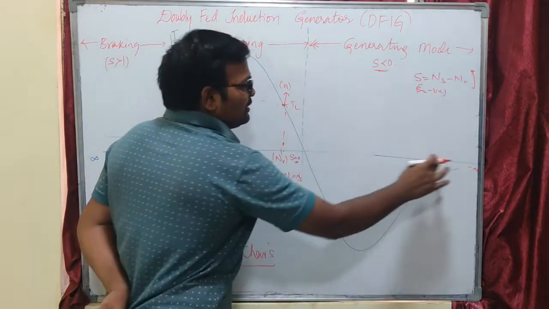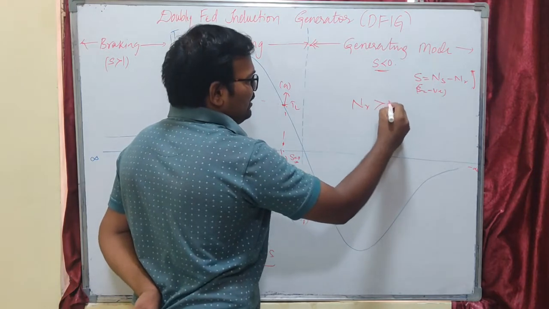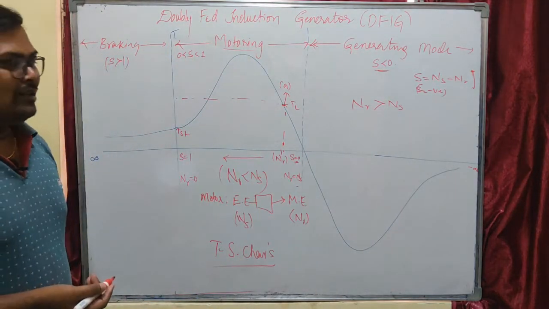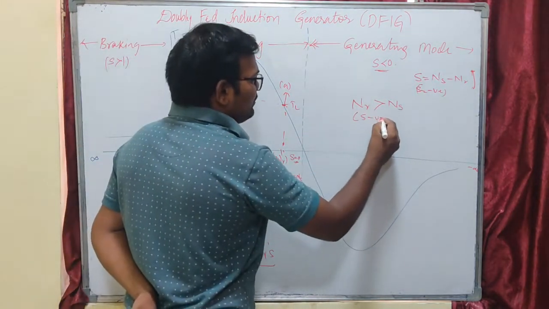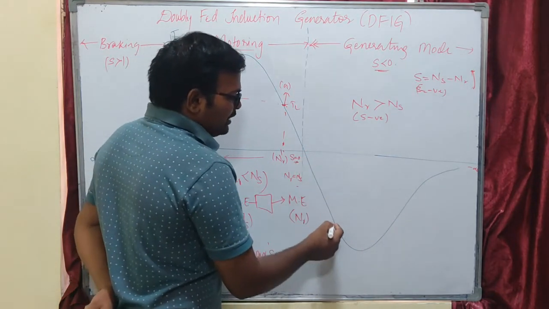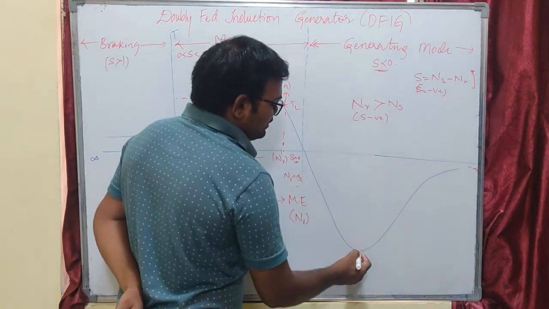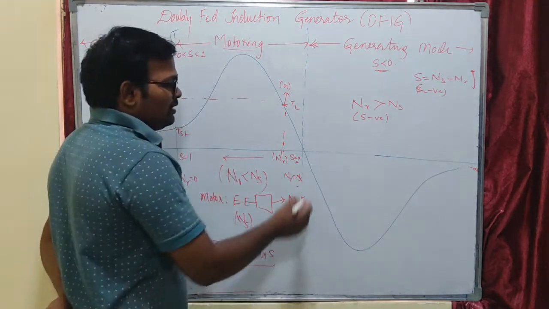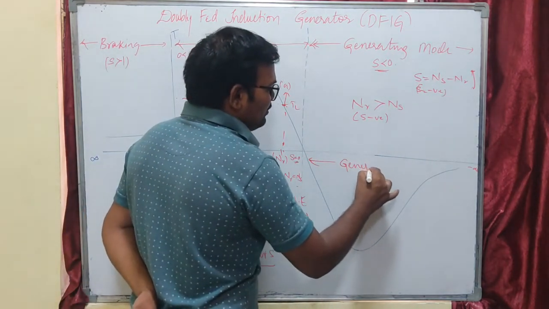That means in this region our rotor speed is greater than the synchronous speed of the machine. So in this region our slip will be negative, and the motor will behave like this. Torque will be negative, slip will be negative. So this region is called the generating region of our induction motor.